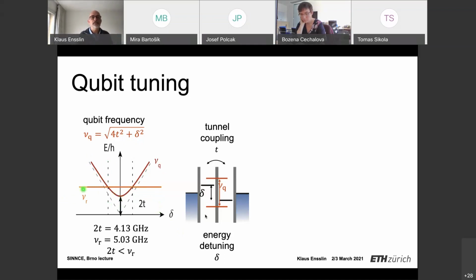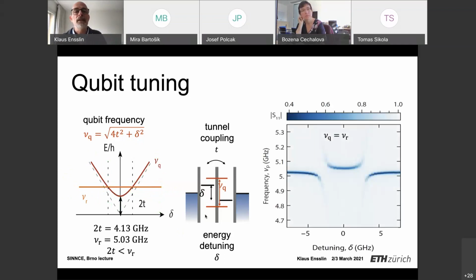Now let's assume there's this resonator frequency, which just crosses this dispersion relation here. Now, if you have coupling between the 2, then of course there will be an anti-crossing between these 2. The 2 systems will talk to each other. And that's what you see here directly in the experimental data. So you see the resonator frequency is around 5 gigahertz.